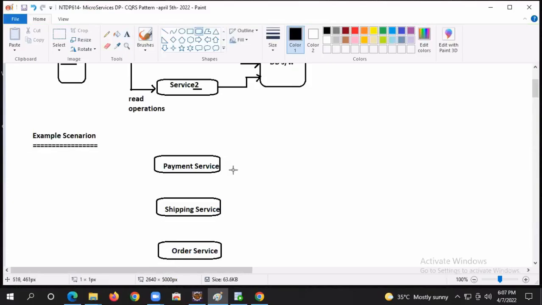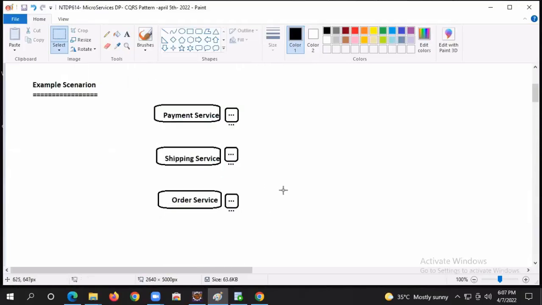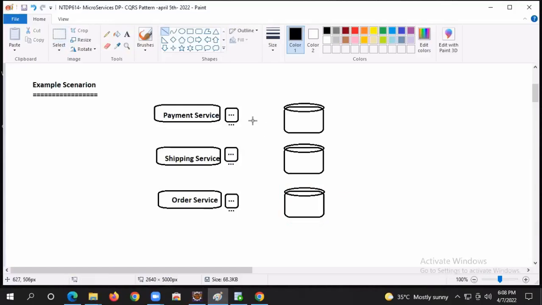Tell me, guys, will each have its own state or not? This will have its own state. Now listen carefully. So each will use its own database, because it's recommended. This will use its own database, guys.